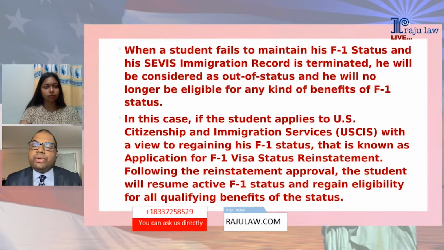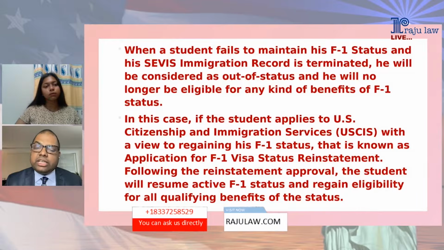So when a student fails to maintain his F1 status and his service immigration record is terminated, he will be considered as out of status and he will no longer be eligible for any kind of benefit of F1 status. So meaning that technically your student status has been terminated and you get no benefits under this. And if you continue this way, you would be out of status, meaning illegal. And being out of status is very bad for anybody who wants to stay in America for a long time.